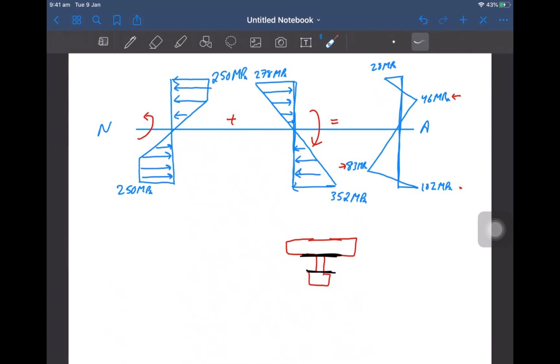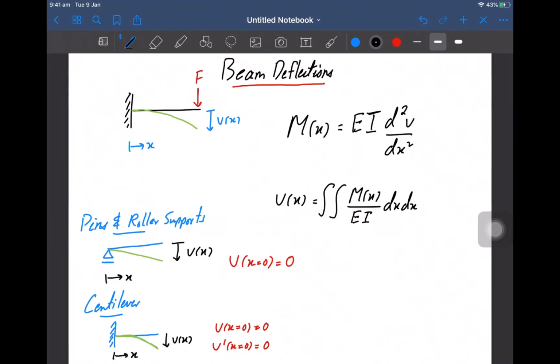All right, so that's the demonstration question for plastic bending. Let's move on to beam deflections.